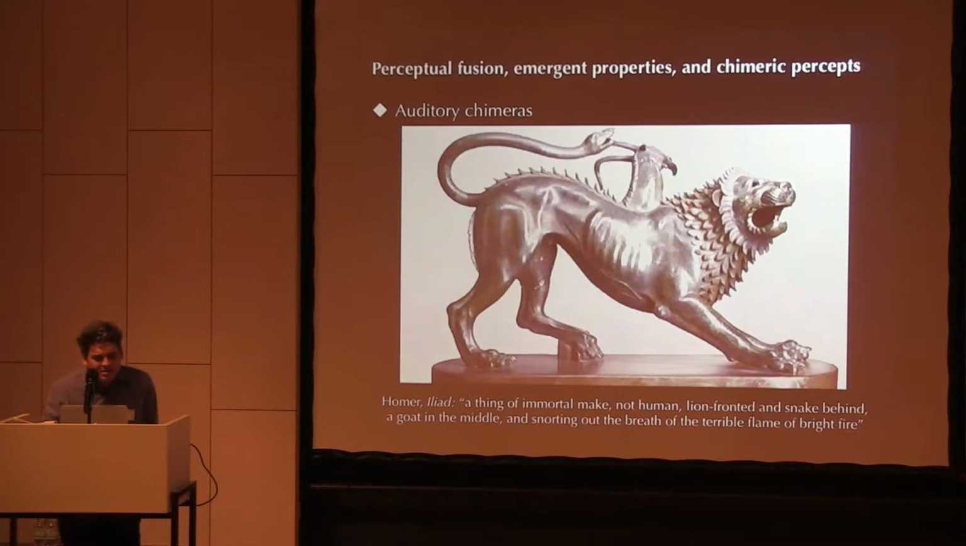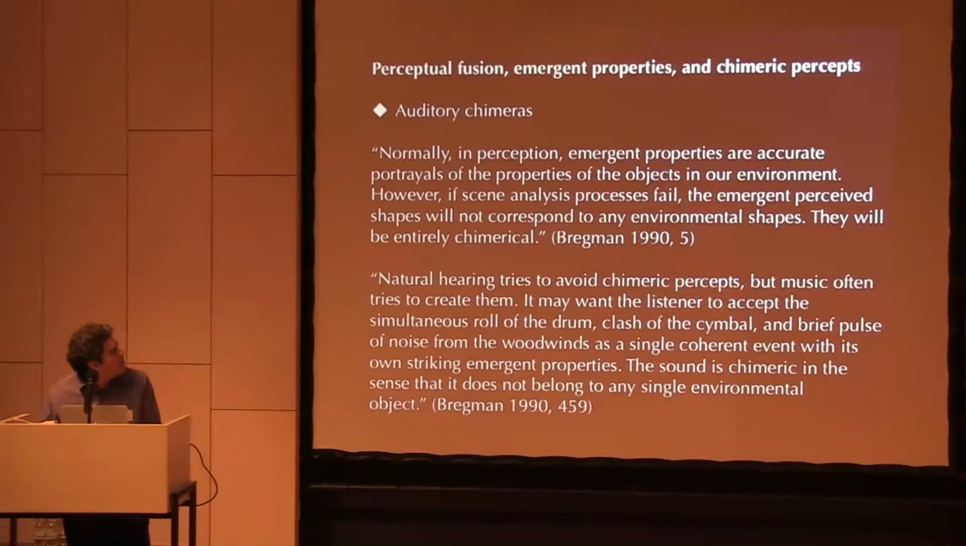This is a bronze statue from Arezzo, and this is Homer's description of the chimera: a lion in the front, a snake in the rear, and a goat in the middle breathing fire. So chimeric percepts happen all the time in music, as Bregman observes. In general, we want scene analysis processes to give us an accurate picture of the environment, so a chimeric percept is in one sense a failure of scene analysis. It means that we're grouping together things that properly speaking belong apart, things from different sources.